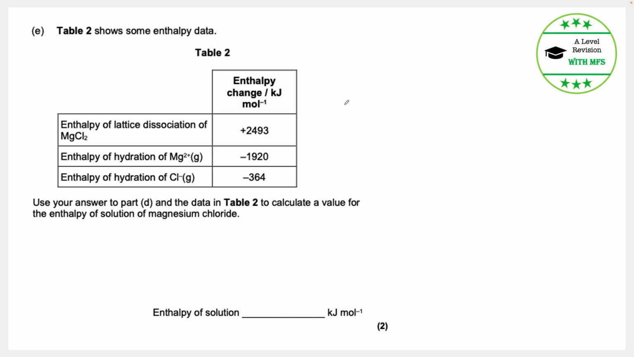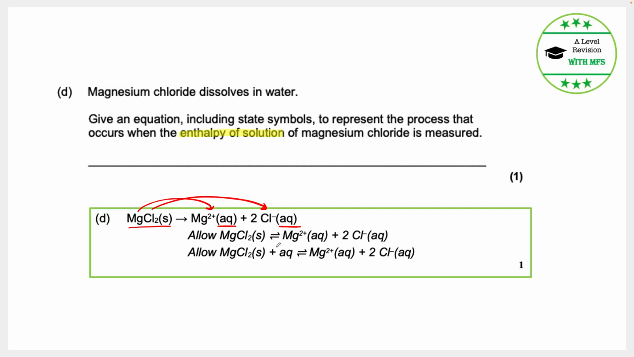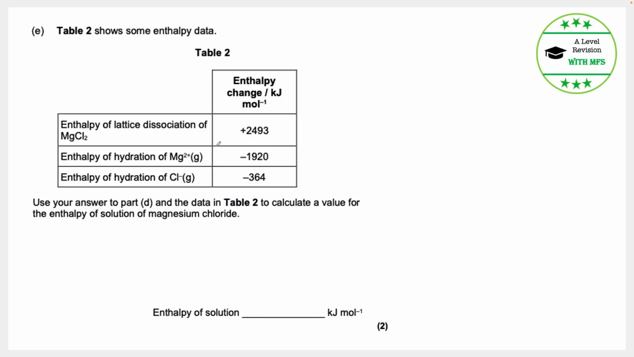Now the next question is another calculation question. However, this time we are asked to use a different formula. It says use your answer to part D and the data in table 2 to calculate a value for the enthalpy of solution of magnesium chloride. Now you could use your answer to part D because we have the equation here, we know what ions we are working with, or you could just use this table.